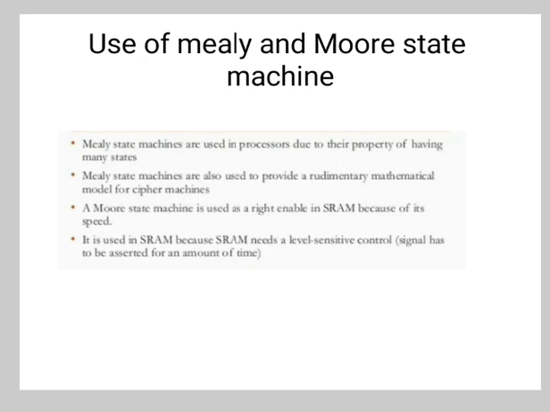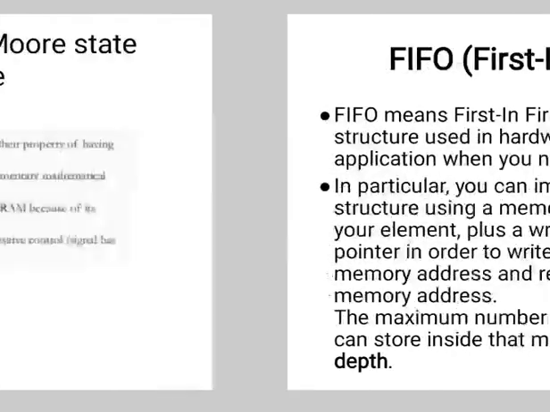Then the use of Mealy and Moore state machines. The Mealy state machines are used in the processor due to their property of having many states. Then Mealy state machines are also used to provide a rudimentary mathematical model for cipher machines. The Moore state machine is used as a write enable in SRAM because of its speed. It is also used in SRAM because SRAM needs a level sensitive control, that is, the signal has to be asserted for an amount of time.